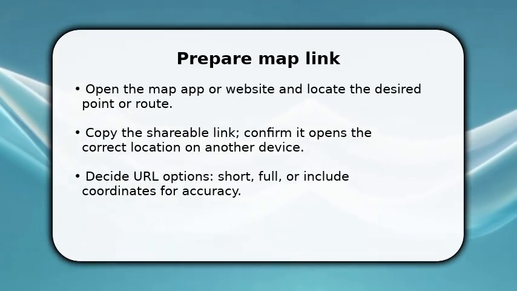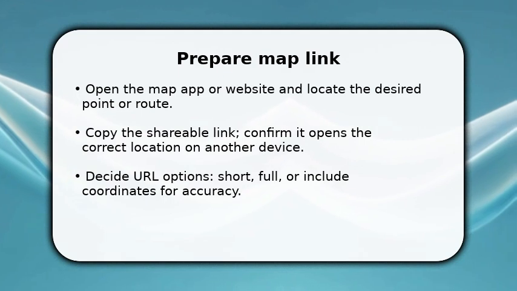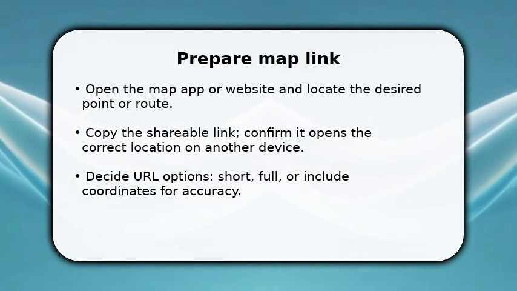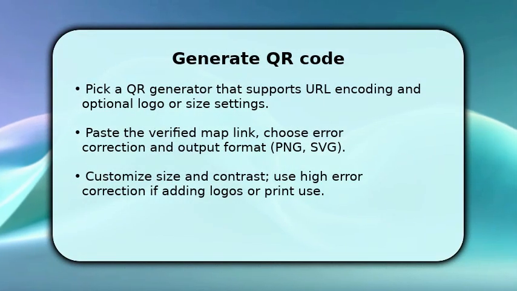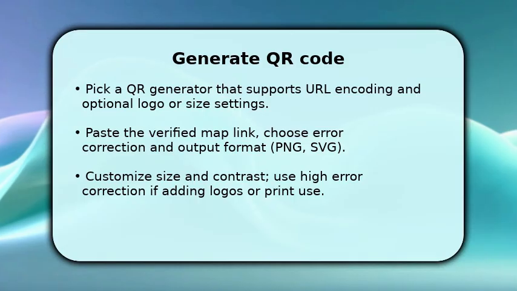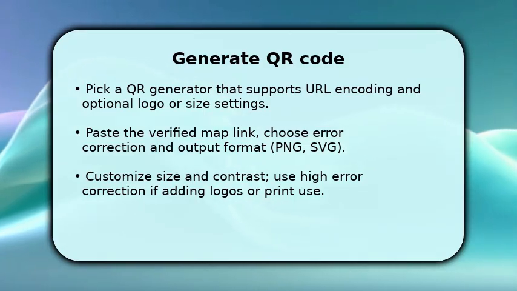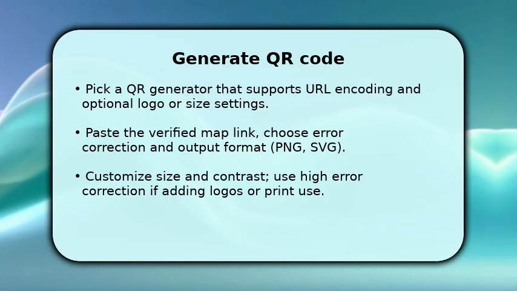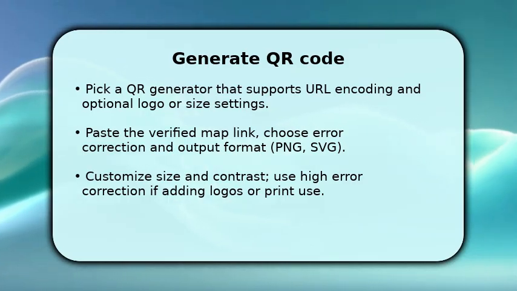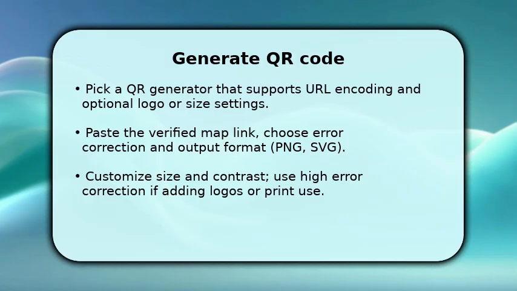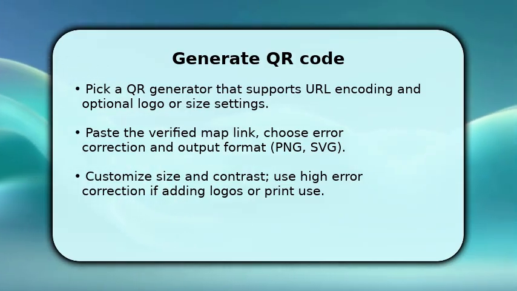Now that you have a confirmed URL, you're ready to convert it into a QR code with minimal fuss. Next, paste that verified map link into a trusted QR generator. Choose an appropriate error correction level, higher if you plan to add a logo or print small, and pick PNG or SVG depending on whether you need raster or vector output. Once you set size and contrast, generate the code and preview it on screen. This step ensures scannability under real conditions.